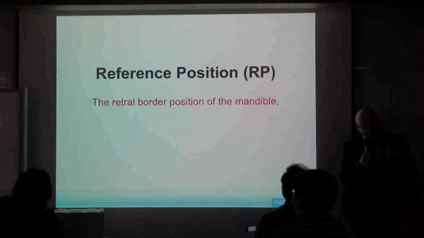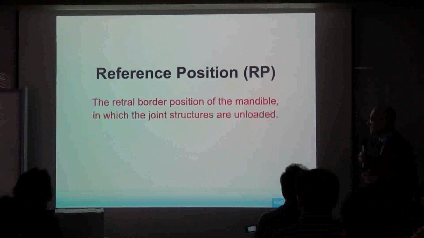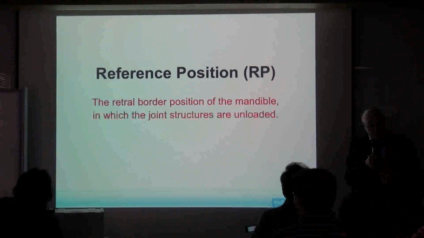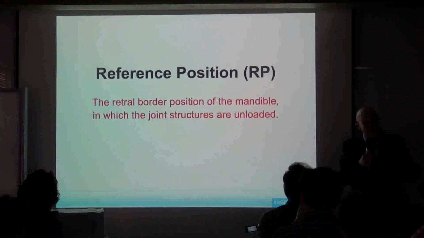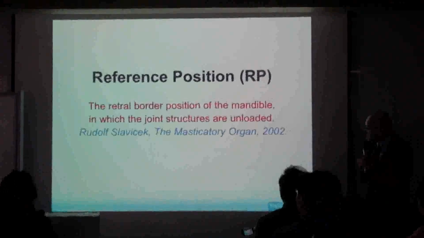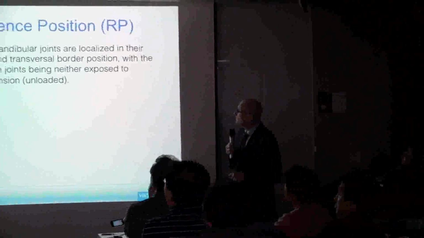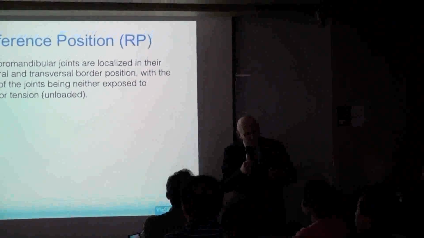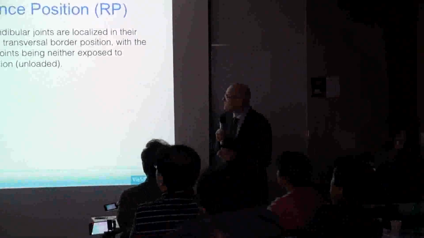It is the retral border position of the mandible, not bone, ligament, in which the joint structures are unloaded. No force in any direction, and no tooth contact. Okay? This is a definition by Professor Slavicek in his book. This is the simple definition. There are 4 sub-points which are very important.